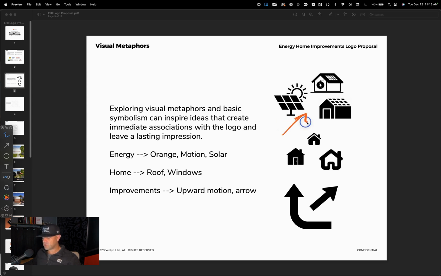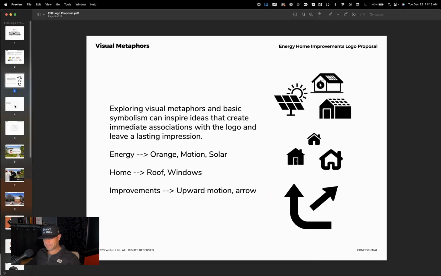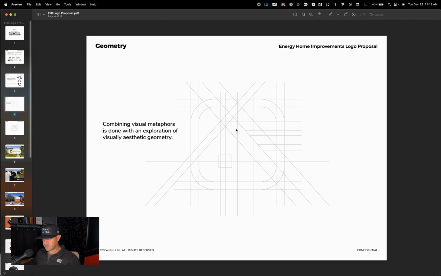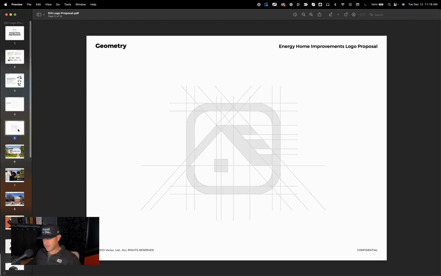So we have these solar panels, so I just started looking at icons and things. And then we have a home, obviously. And then how do we indicate improvement? Again, that upward motion indicates improvement. Also just arrows pointing up, different things like that. So then we combine a lot of these visual metaphors and explore the geometry, and then we start crafting something.